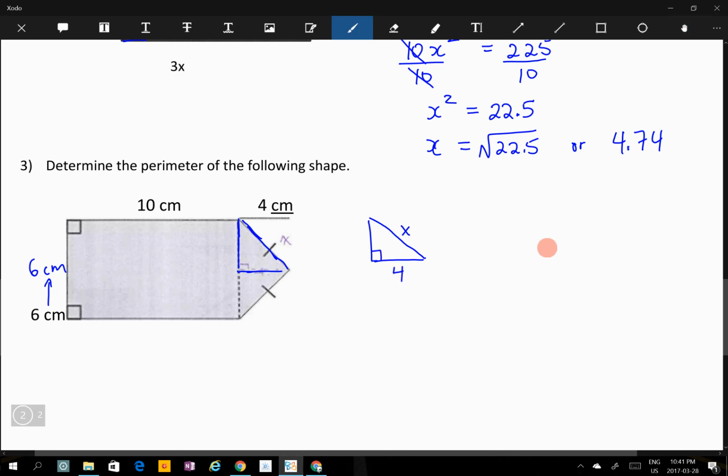My 90-degree angle is over here. What's this side going to be? Well, it's going to be half of 6, right? This is just half of the entire length. So this is half of 6, which is going to be 3. So 3 centimeters. So that means if I want to find x, I've got to take 3 squared and 4 squared and add them together. 3 squared plus 4 squared equals x squared.